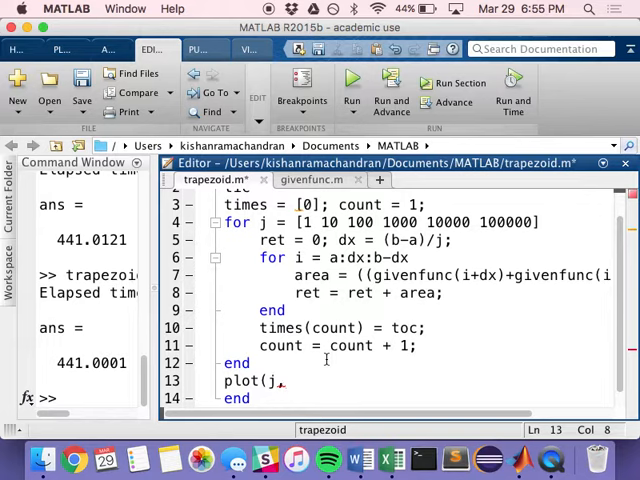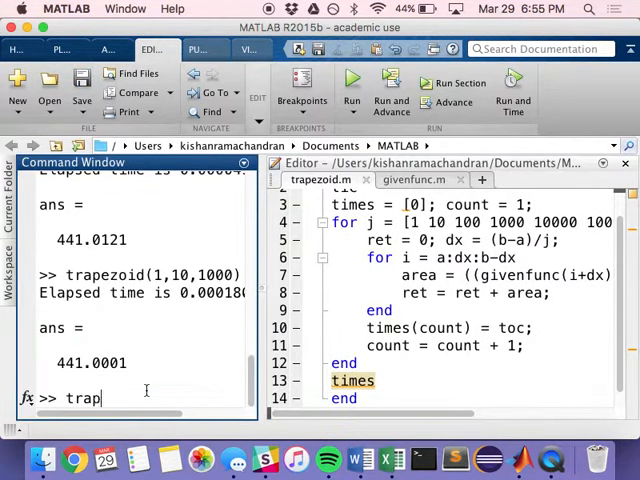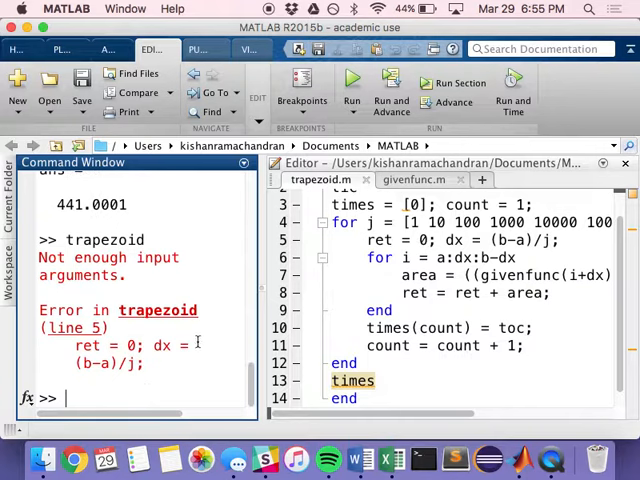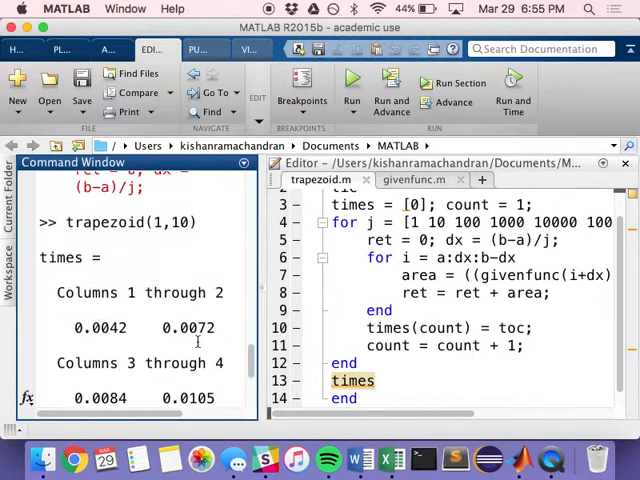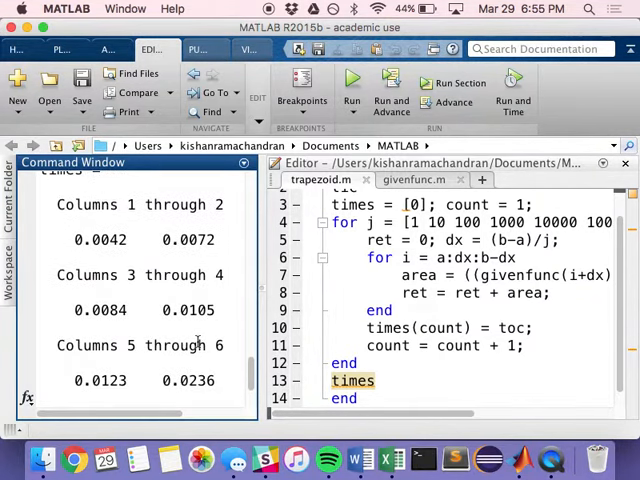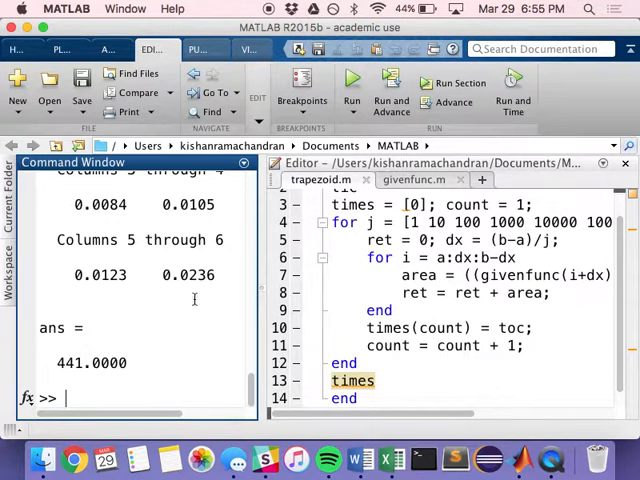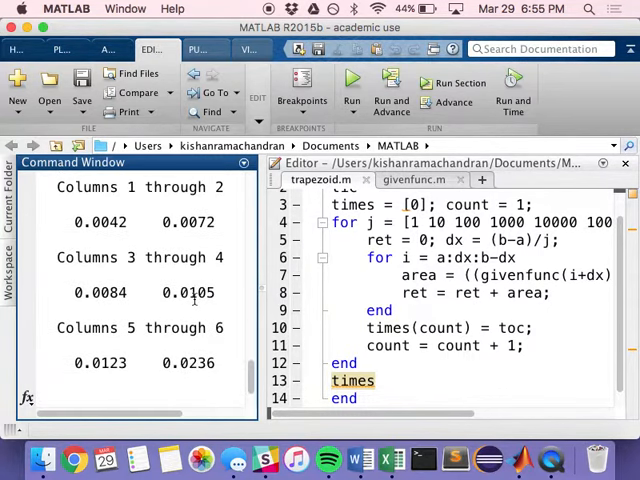You know what? I don't know if we can do that because j is the variable of the loop. That's not going to let you do it. Let's just do times. Let's try this. What is it printing out? Is that right? Yeah, that's right. There you go.